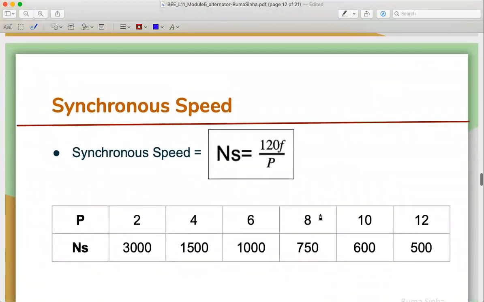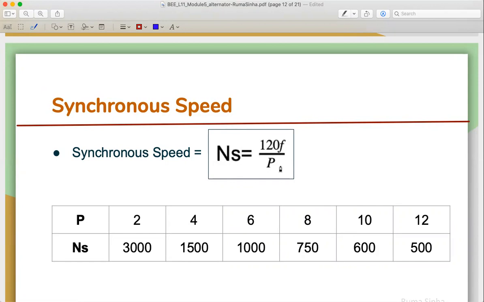What is called synchronous speed? To obtain a constant frequency, we need to rotate the rotor at a constant speed. For a given machine, the number of poles remains constant. So if I rotate at a constant speed, I'll get a constant frequency. For a specific frequency, I get a specific speed at which the machine has to be run. That gives us the synchronous speed.